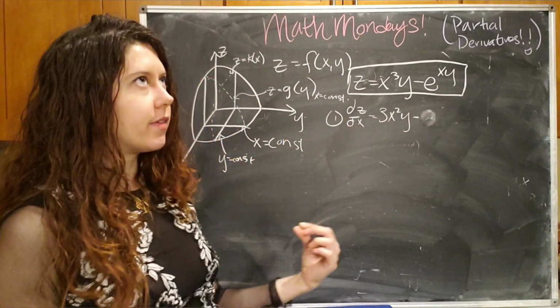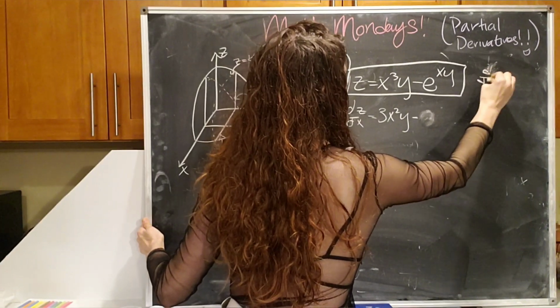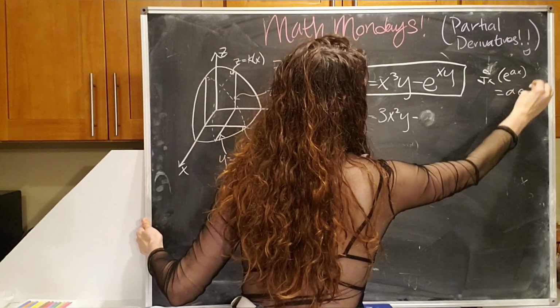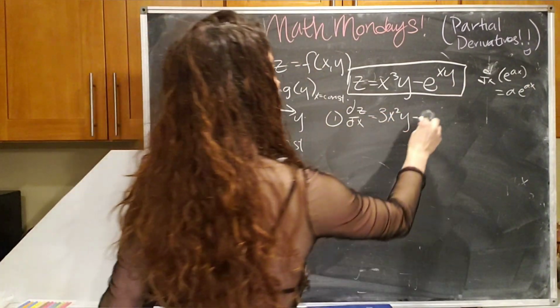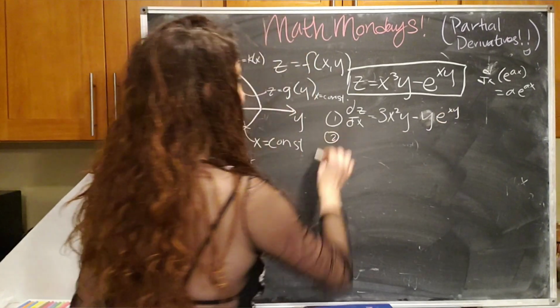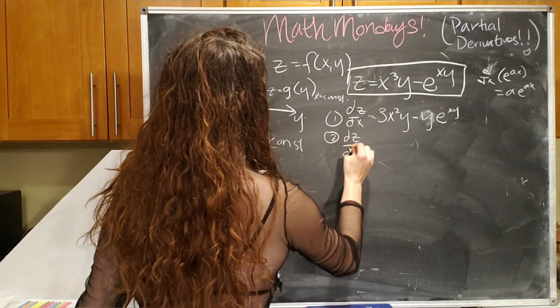So the derivative of, well, I should say, d dx of e to the ax equals a e to the ax. So in this case, y is basically our a, so the y comes down, and we get e to the xy. Cool, okay, not so bad, right? Then we do the partial of z with respect to y.